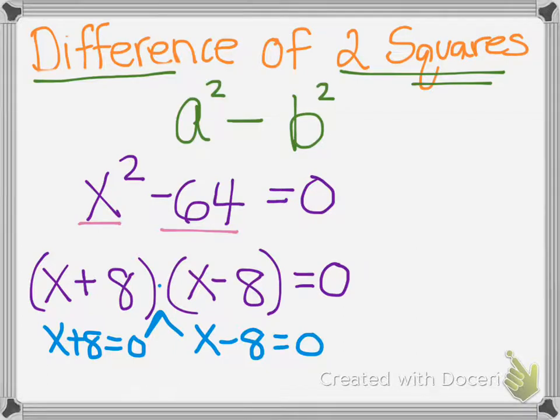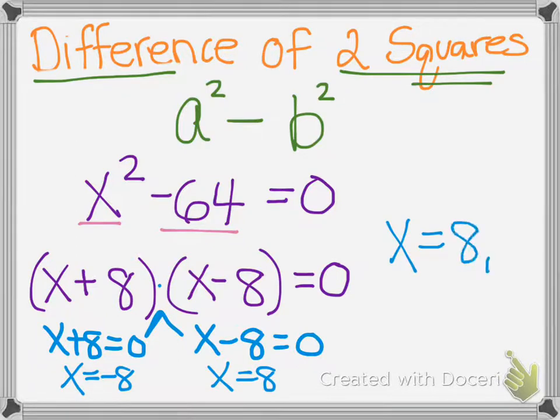So I would subtract 8, and on this one x would equal negative 8, and over here I'd add 8 and x equals 8. So our answer is x equals 8 and negative 8. You could also write it like this, plus or minus 8. Just remember, plus or minus means that there's two answers.